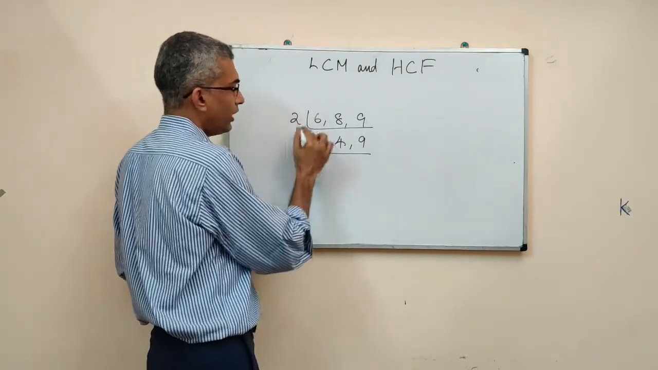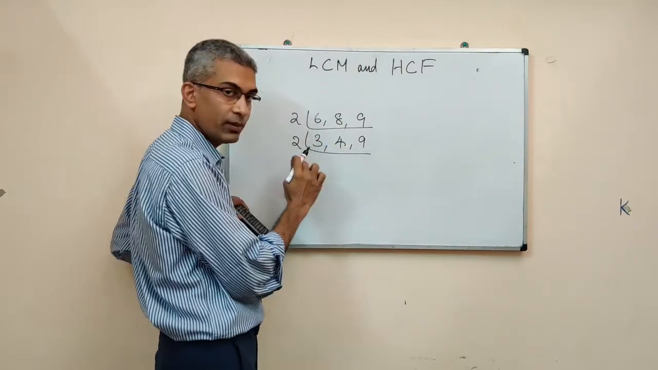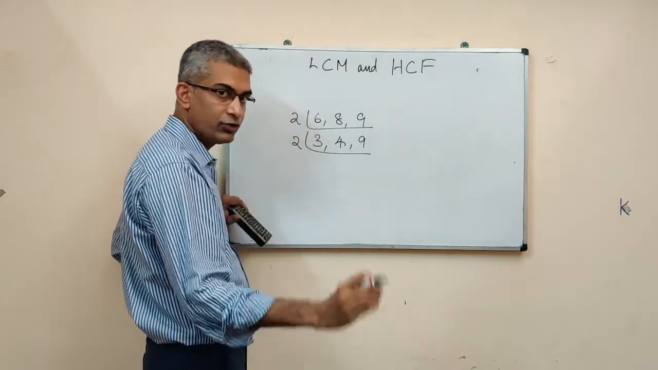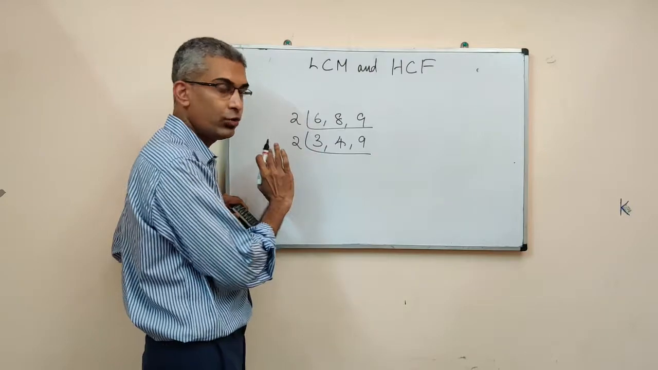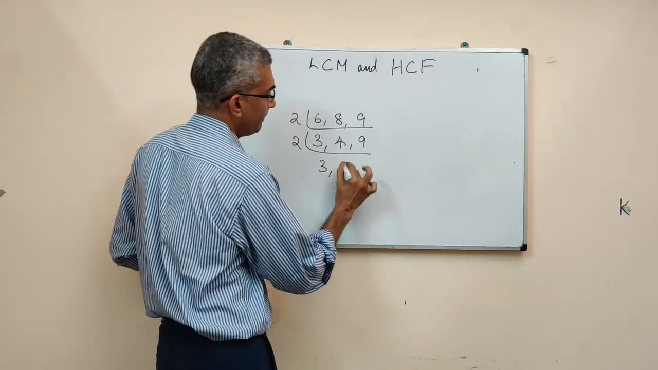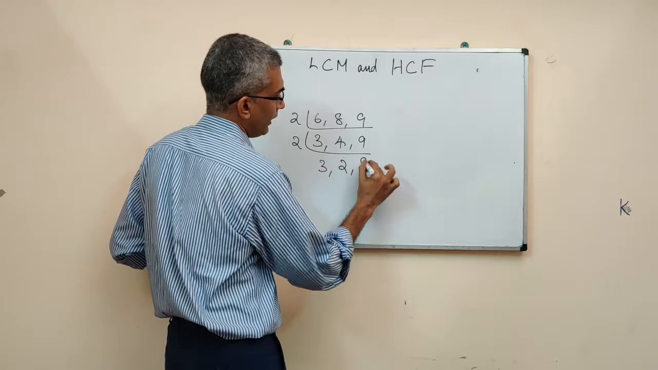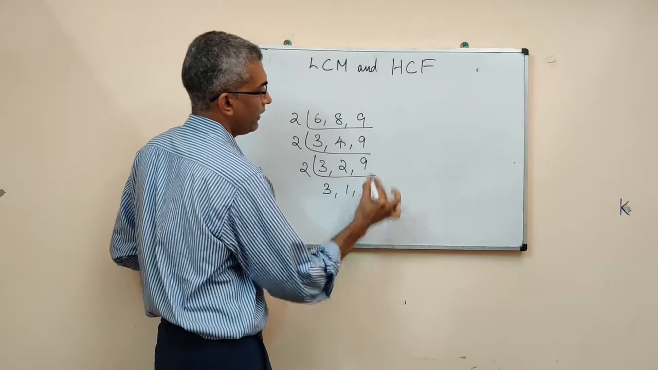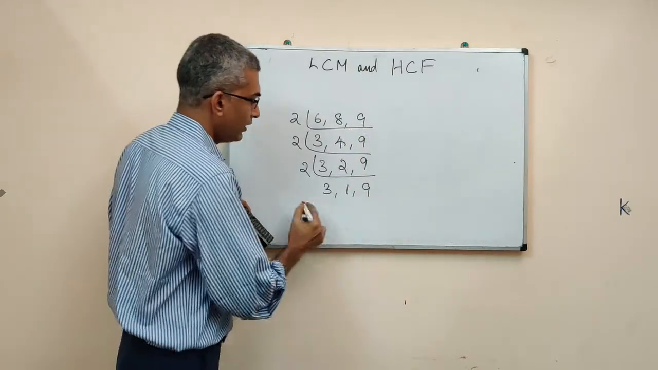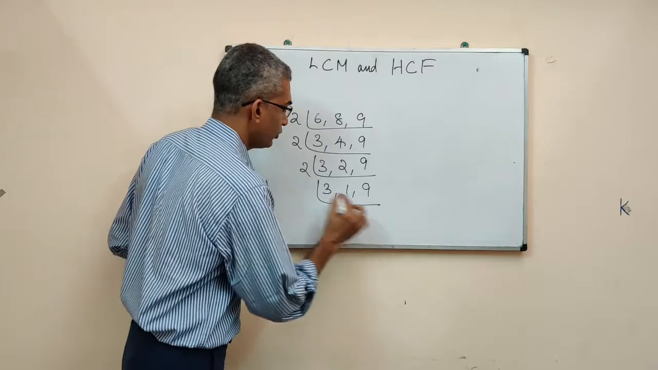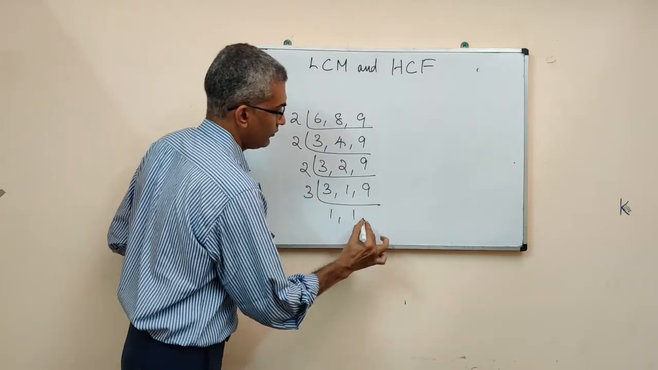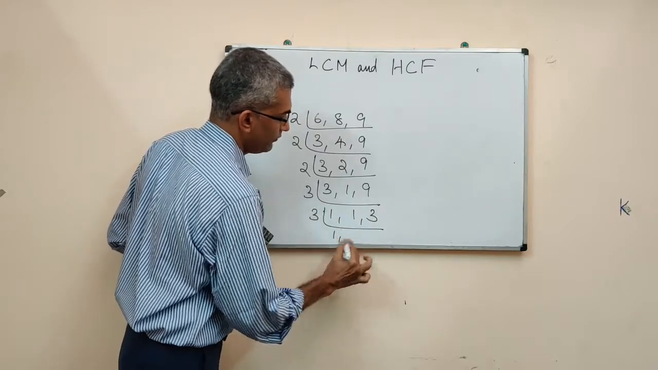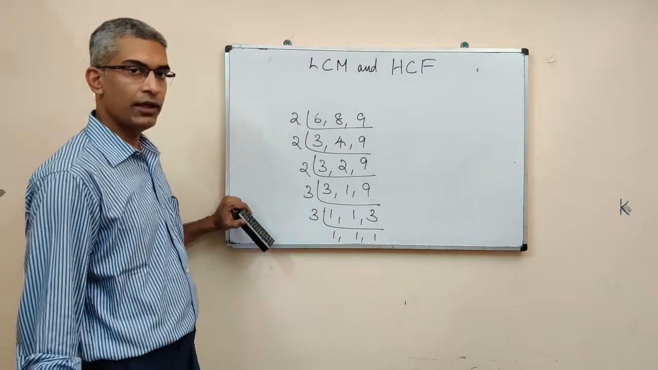Next thing that I do is, I look for 2 again, because 4 is divisible by 2. I am dividing by the number 2 as much as possible, and I stop only if there is no possibility of dividing by 2 anymore. So this is 3, 2, 9. There is one more 2 here, so I again divide by 2. So 3, 1, 9. Now I go for the next number. I go for 3. There is one 3 here. So I divide again. I put it like this.